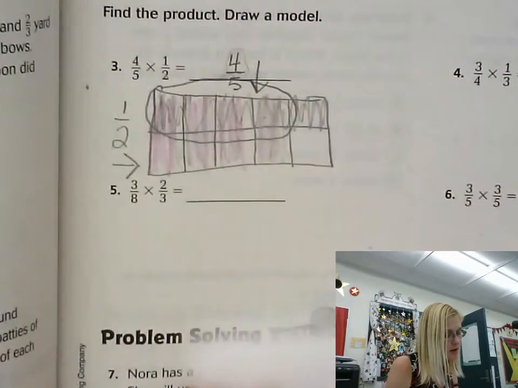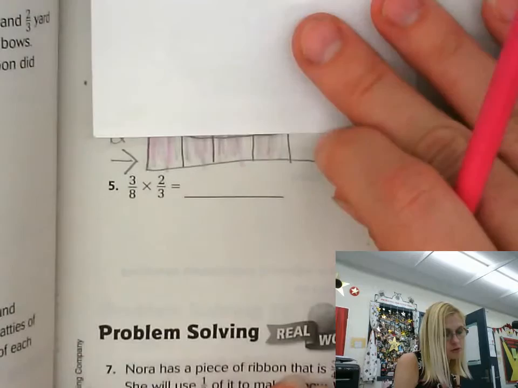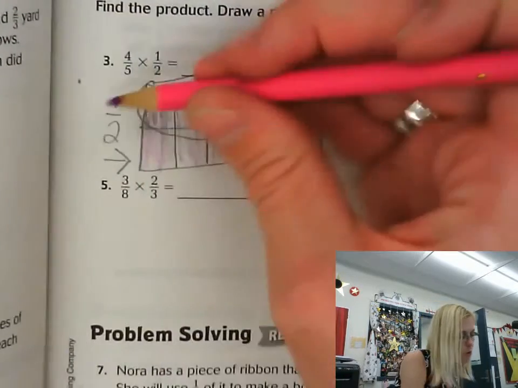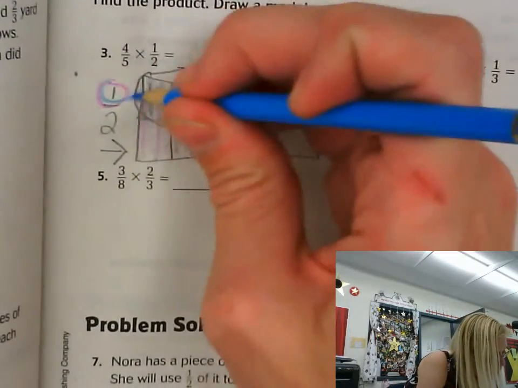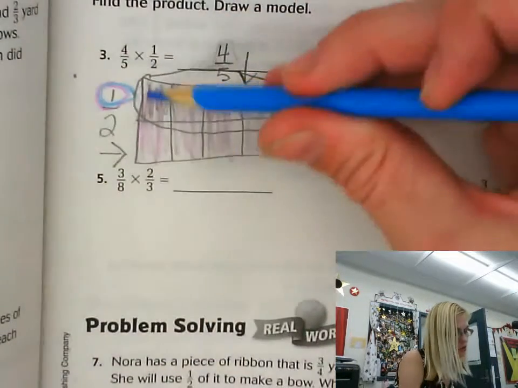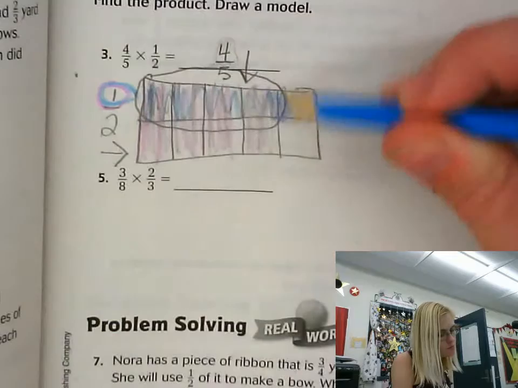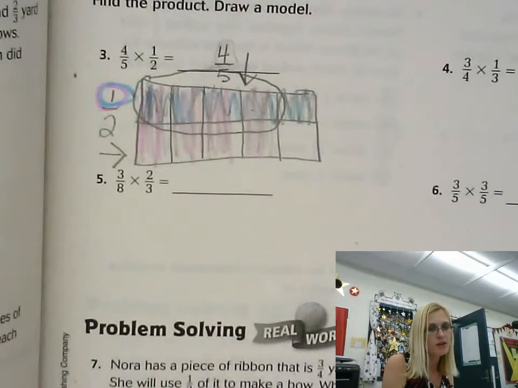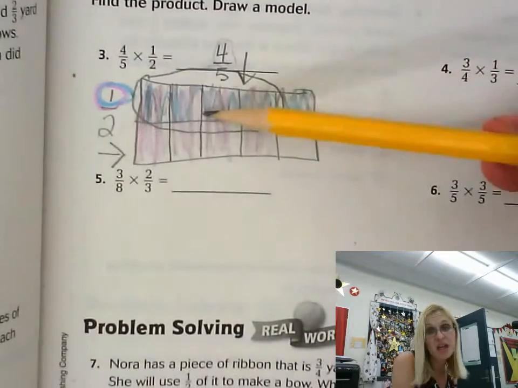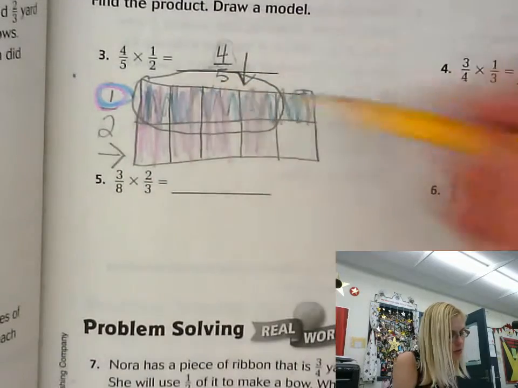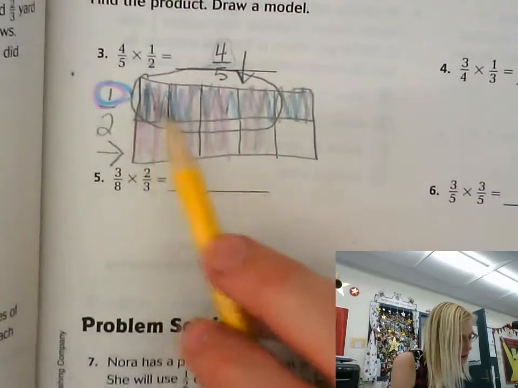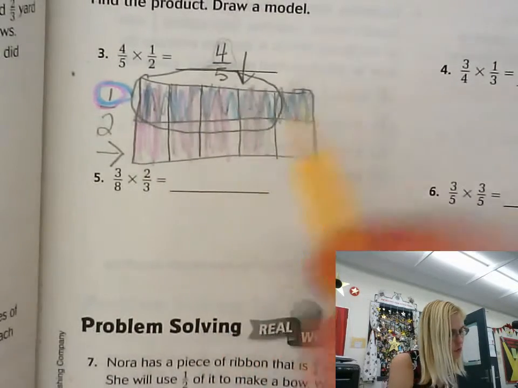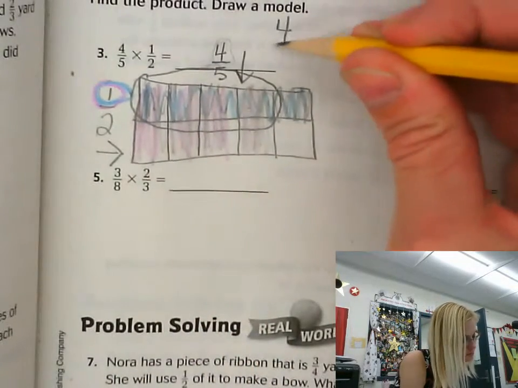Then I took it and divided it in half. 1 half, 2 halves, and now I'm going to shade 1, whoops, other color. I'm going to shade 1 out of those 2, and so I shaded going across, and the overlap is going to be the parts that have pink and blue. So that is this part. And so now I'm going to count. How many do I have that are overlapped? 1, 2, 3, 4. There are 4 overlapped.